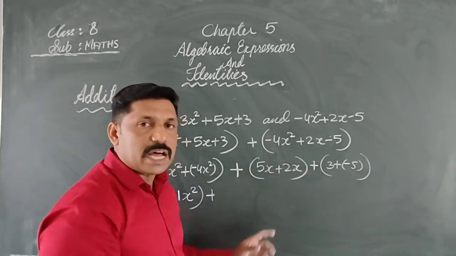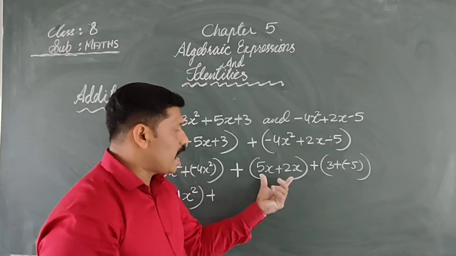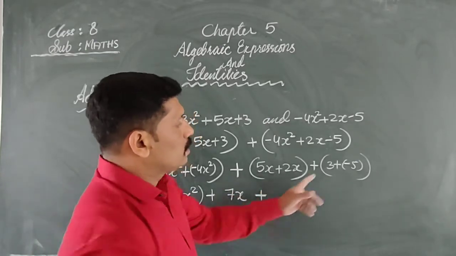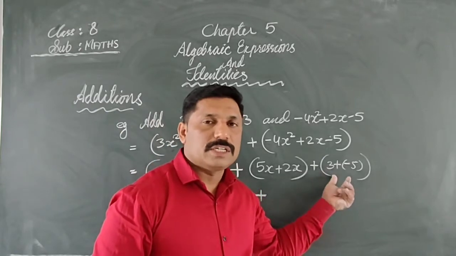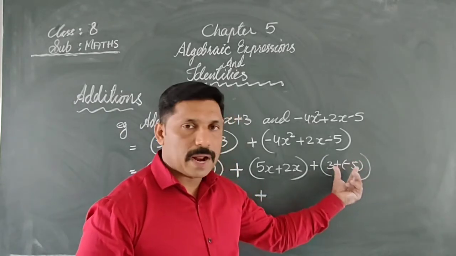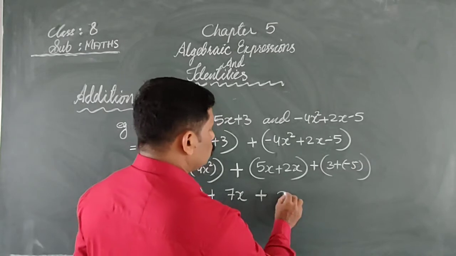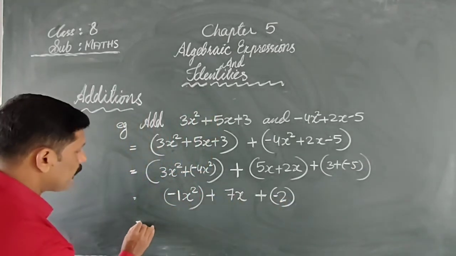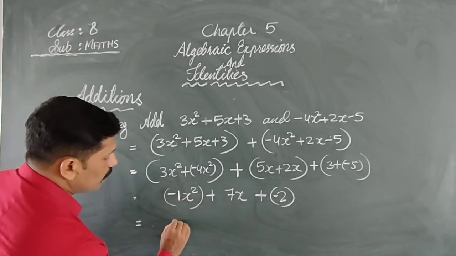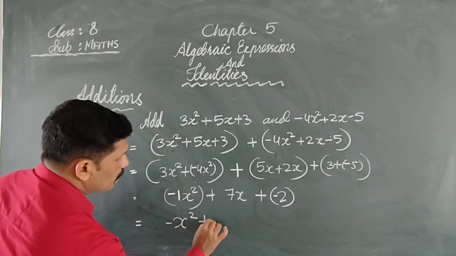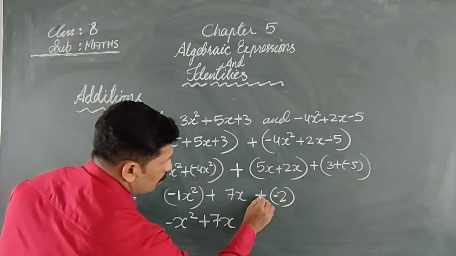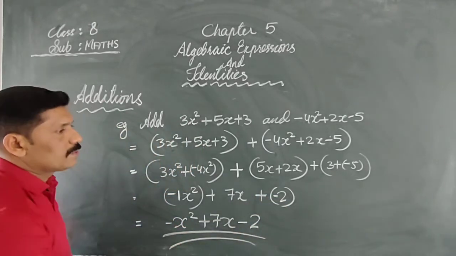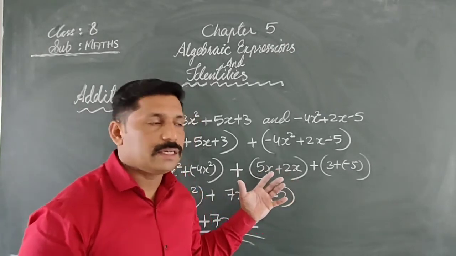5x plus 2x, both are positive numbers. So we add it, 7x plus 3 plus negative 5. One is positive, another is negative. We want to subtract and write the symbol of the bigger number. 2 and bigger number negative, therefore negative 2. So we rewrite it: negative 1x square, we can write negative x square plus 7x plus into minus, that changes to minus 2. So in this way we can add those two expressions.